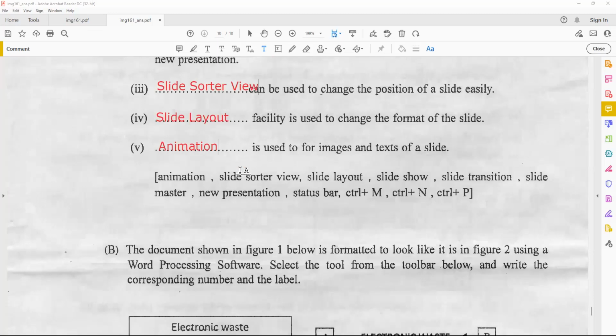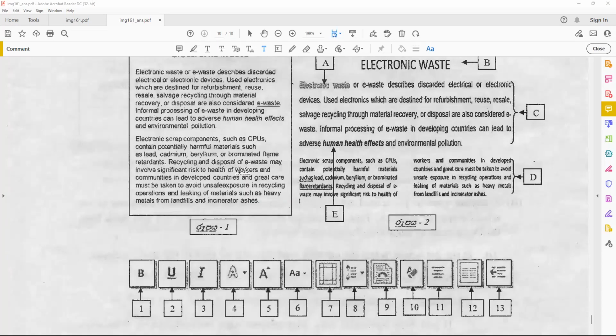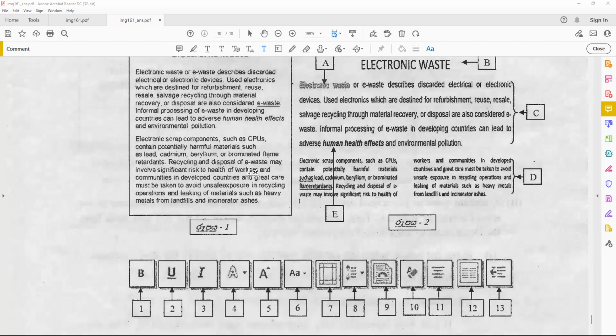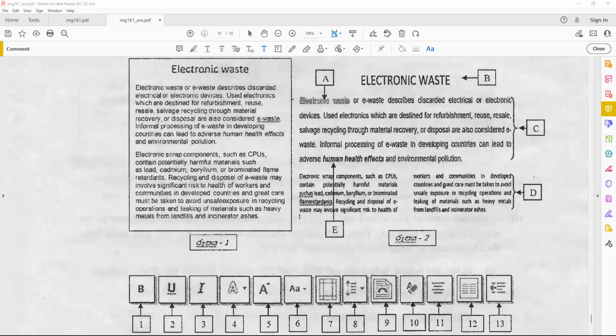Right, let's move to the last one. The document shown in figure 1 below is formatted to look like figure 2 using the word processing software. Select the tool from the toolbox below and write the corresponding number and the label. So this is what we need to use. Right, let's start.